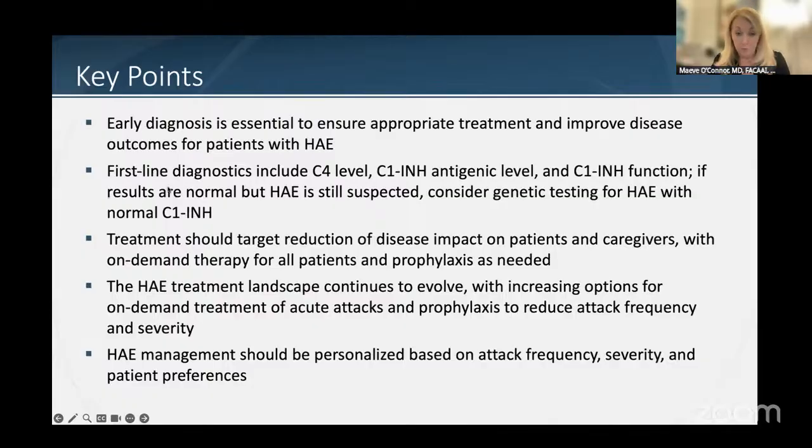We have reviewed the HAE treatment landscape and how it continues to evolve. We are having increasing options for on-demand treatments of our acute attacks, as well as increasing options for prophylaxis to reduce the attack frequency and severity. But overall, shared decision-making in HAE management should be personalized, based not only on attack frequency and severity, but also on patient preference.